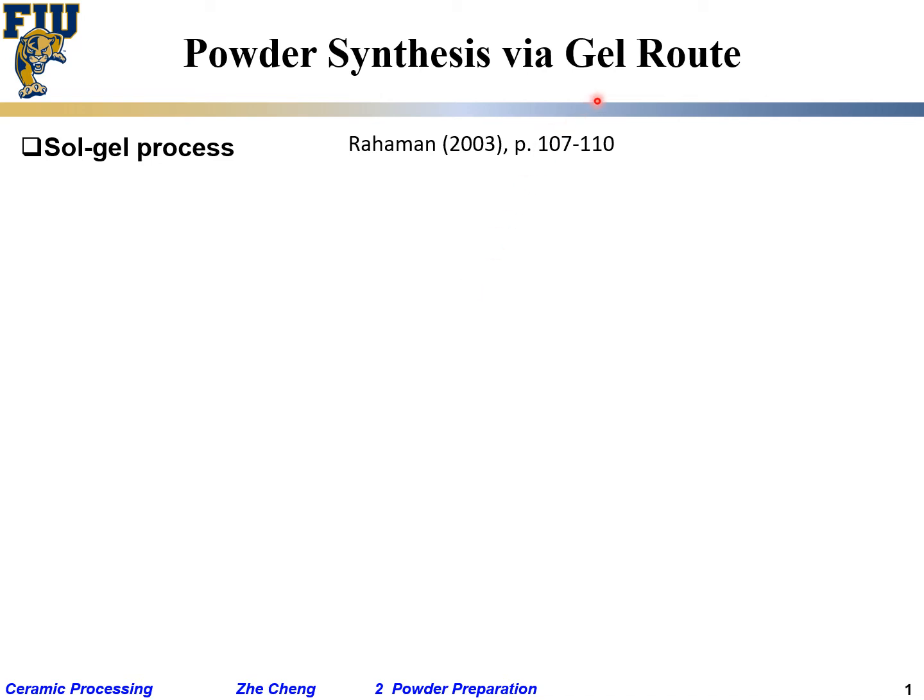The other synthesis route, we call it the gel route. This one would have some organic chemistry in it, a little bit. Quite often people call it the sol-gel process. Sol-gel: a solution, which we call sol, then becomes a partial solid. We call it gel, a partially bonded solution.